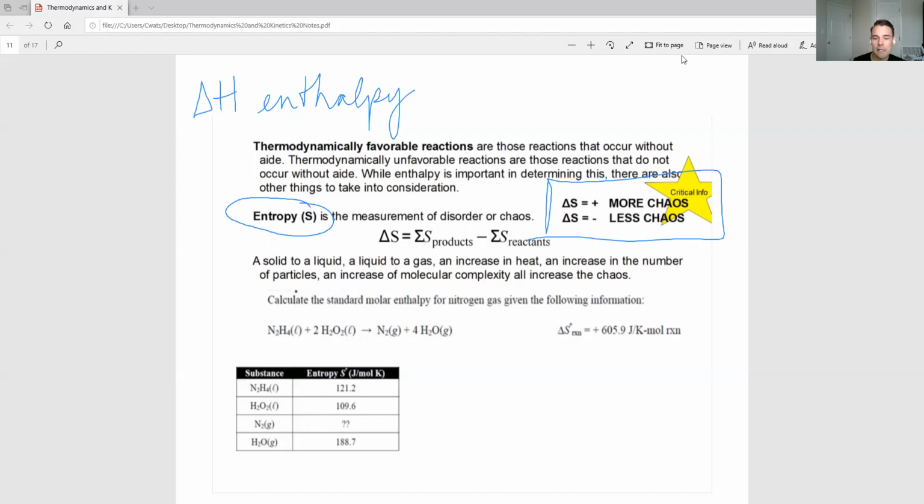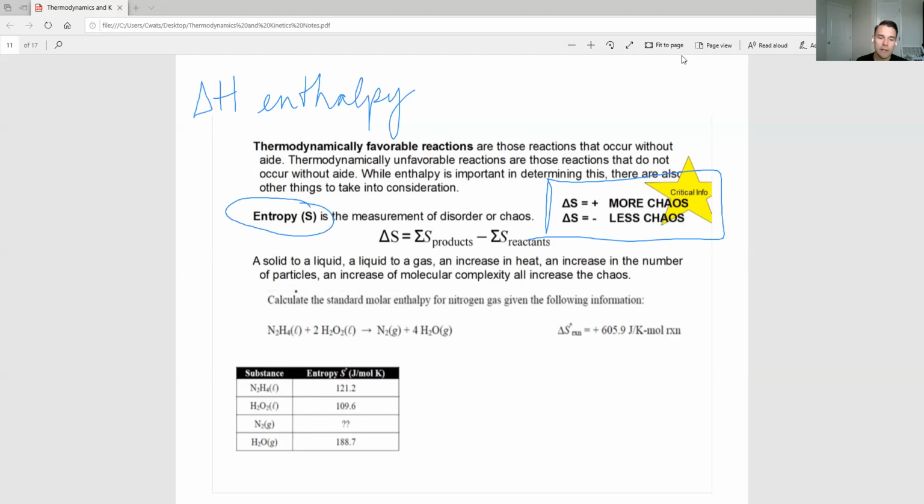And we can find delta S just like we did with delta H: the sum of the S of the products minus the sum of the S of the reactants. So a solid to a liquid to a gas, an increase in heat, an increase in the number of particles, an increase in complexity of the molecule, all increases the chaos. Think about what's happening at the molecular level. Is it moving faster? Is there more of it? Those things would lead to more chaos.